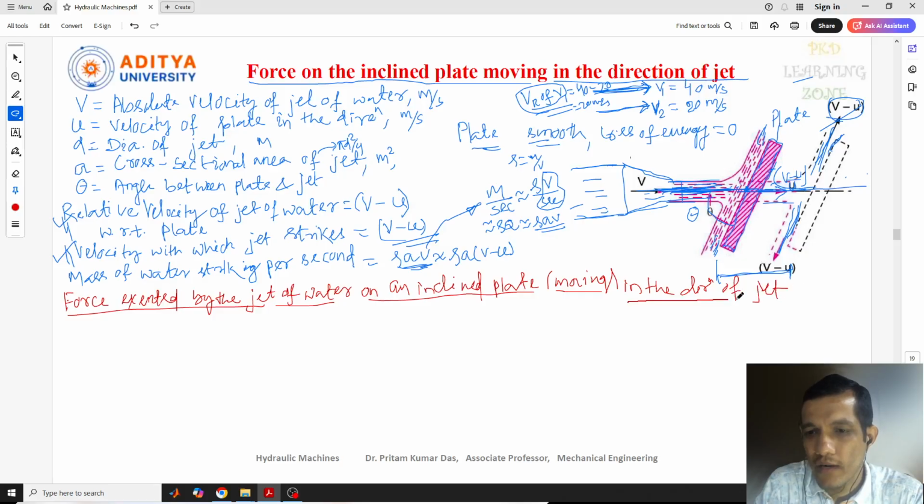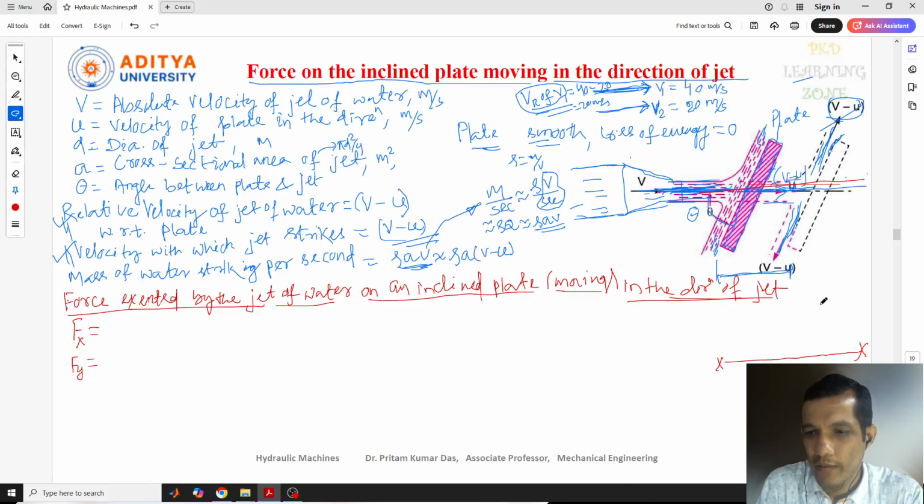So that means we need to find out the value of force in the x direction. The direction in which the fluid is moving, in this direction we need to find out the force. Okay. So now we need to find out the value of Fx, and similarly we can also find out the value of Fy. Now, but here if you see, the plate is in inclined condition.